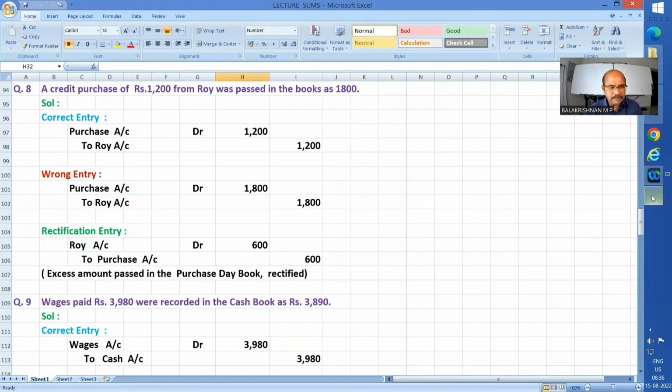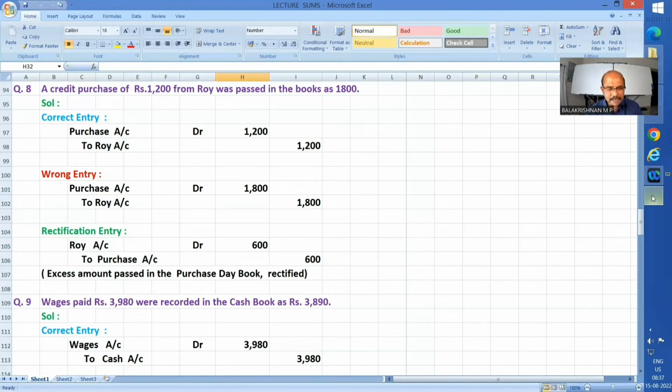Question number 8. A credit purchase of rupees 1,200 from Mr. Roy was passed in the books as rupees 1,800. So this is a case of wrong amount only. In the purchase book only you entered. So no damage done in that way. Okay, but the amount is wrong. What is the net effect? Purchase account, a debit, and Roy account, a credit, have been excessively recorded with 600 rupees each.